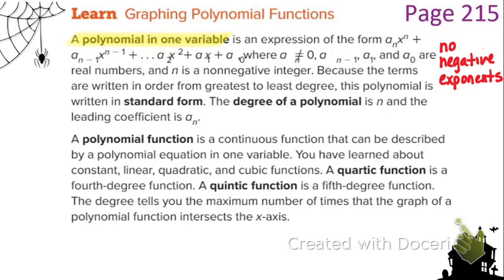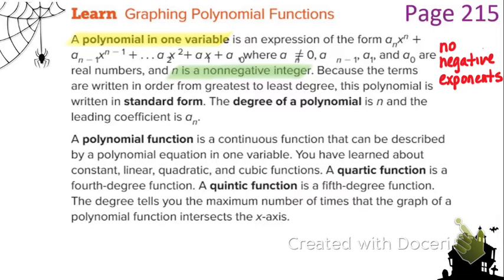And that's what this is saying. Sometimes the definitions they give us are really mathy. n is a non-negative integer. That just means no negative exponents. So I'm trying to give you another way to interpret the definitions. The terms are written from the highest exponent down to the lowest.